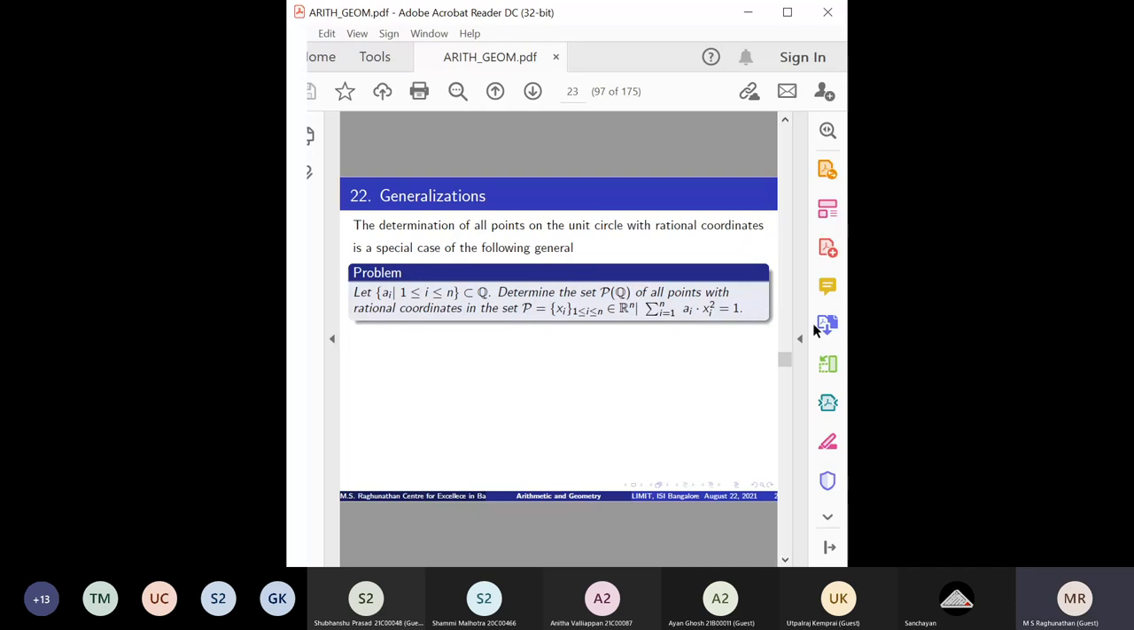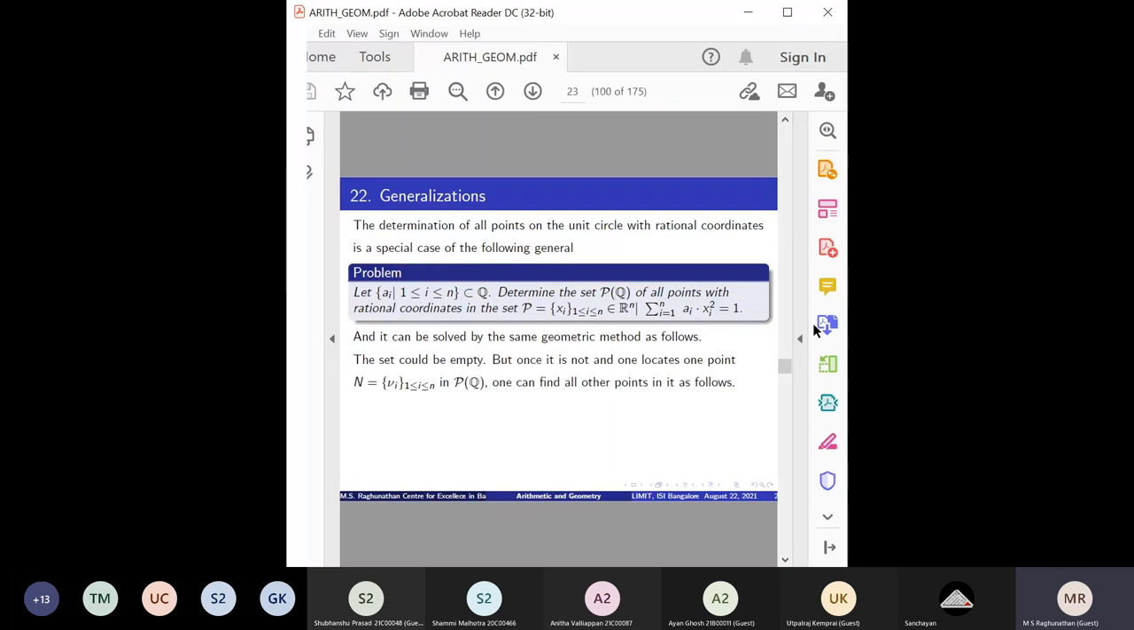And the proof goes entirely analogously, and we can solve it with the same geometric method as follows. The set could be empty, but once it is not, and you locate one point, which was necessary in that case, suppose you're able to locate one point, then you can get at all points. Let P_Q be the set of all points x_i in R^n with the property that sigma a_i x_i squared equals 1. The special case of the circle corresponds to the case when n is 2 and both the a_i's are 1, and this is the equation x1 squared plus x2 squared equal to 1.